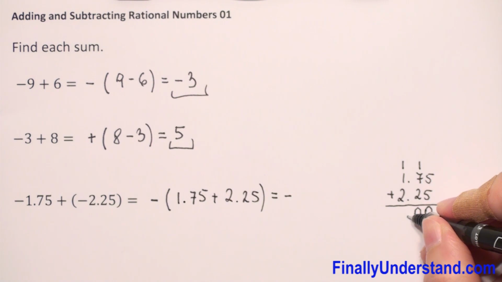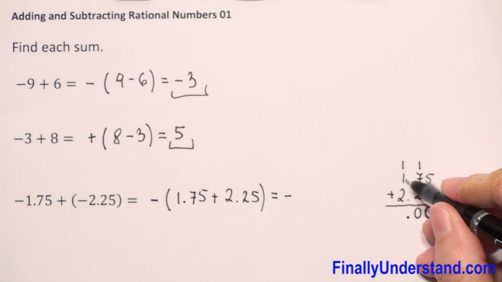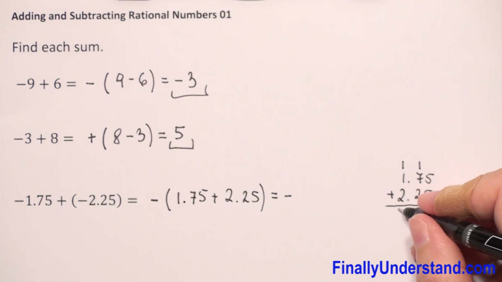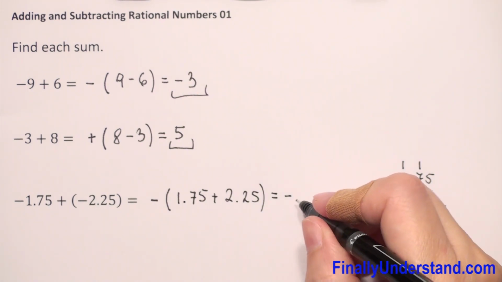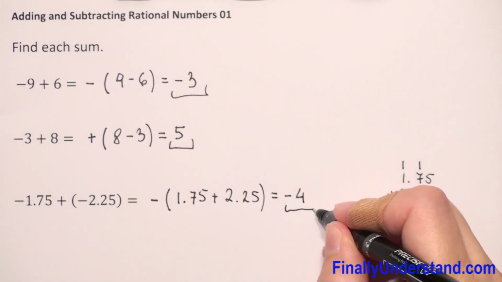Next we have to copy the decimal point and we add the ones. 1 plus 1 is 2, plus 2 is 4. So we got 4. We don't have to write the decimal point because after the decimal point we have only zeros, so we don't have to write this. This is my solution.